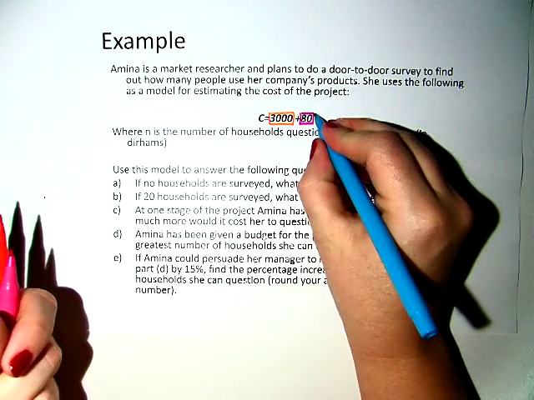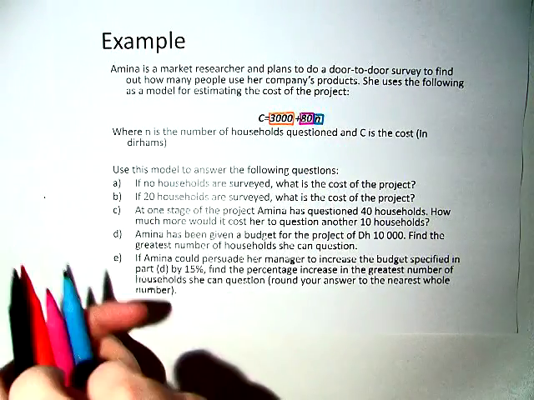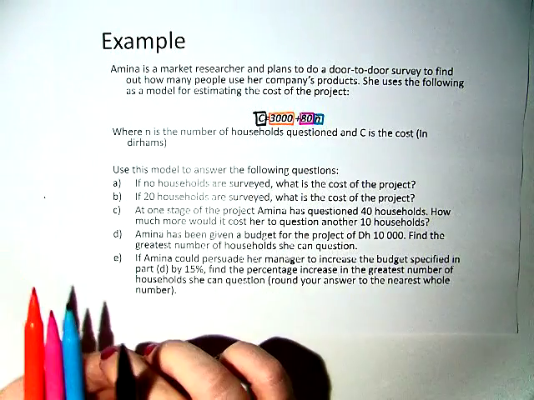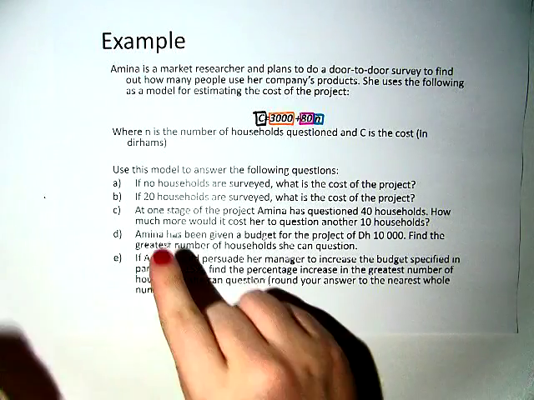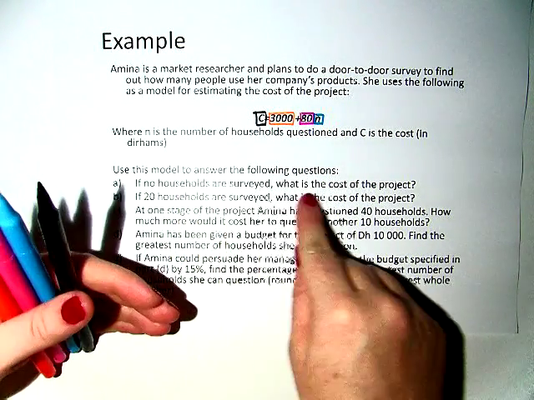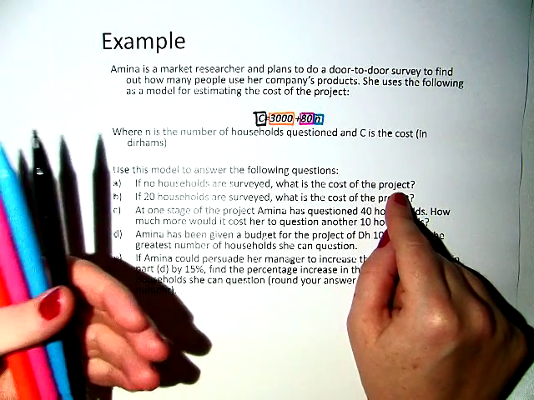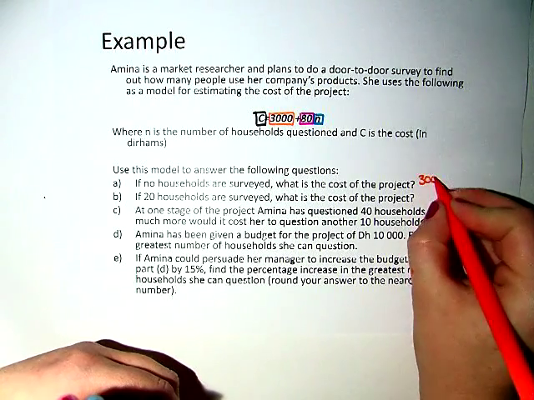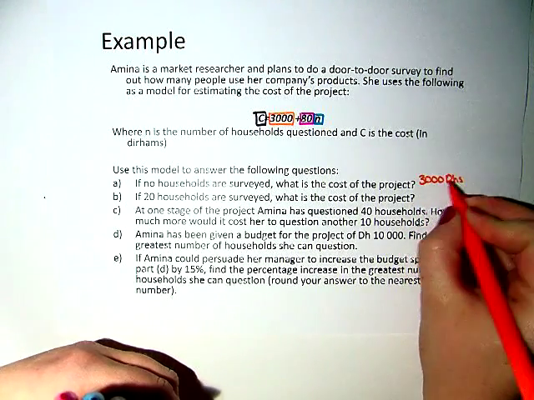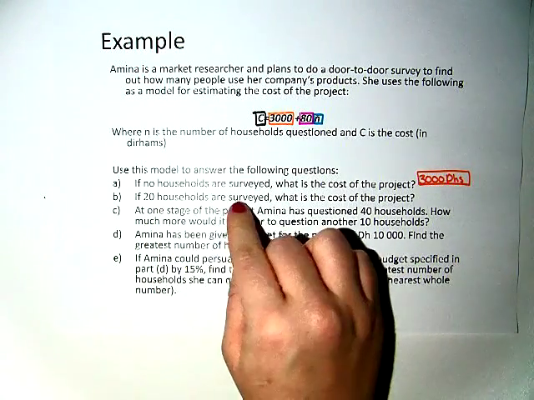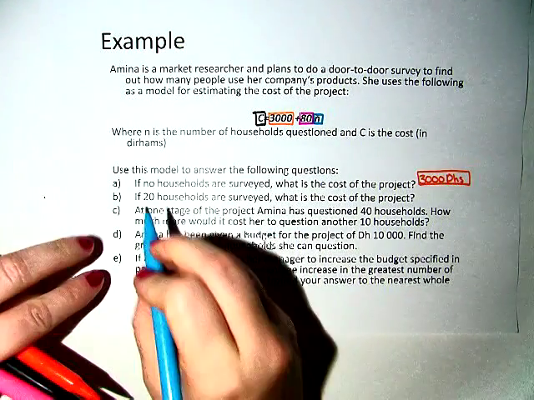So N is our independent variable, and the total cost depends on how many places she visits. Use this model to answer the following questions. If no households are surveyed, what is the cost of the project? Well, in order to get set up, this would be our intercept, 3,000 dirhams.